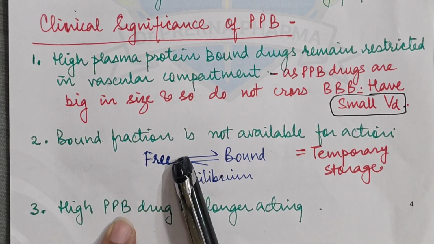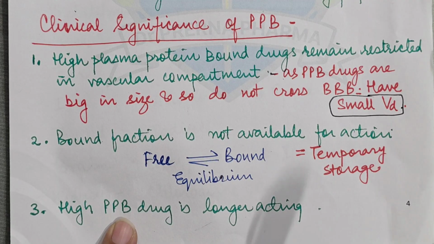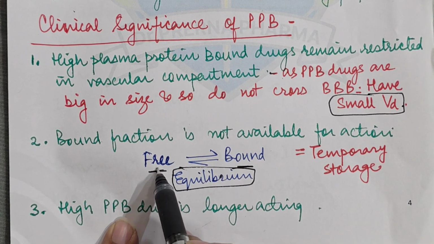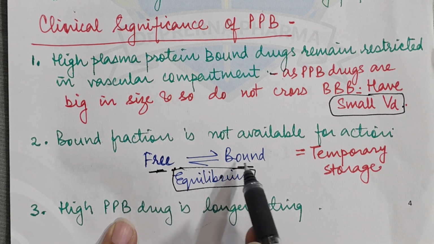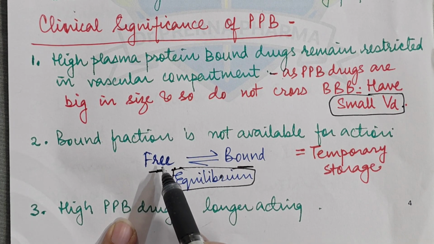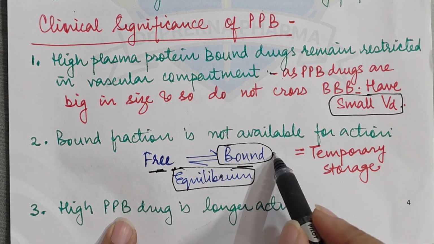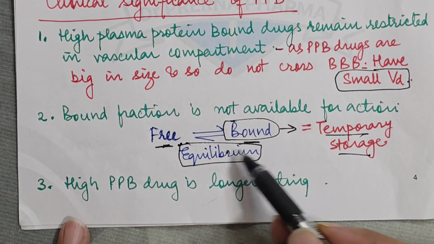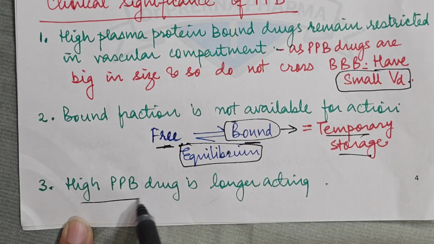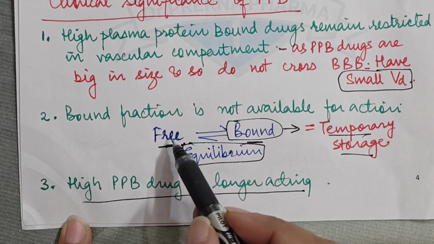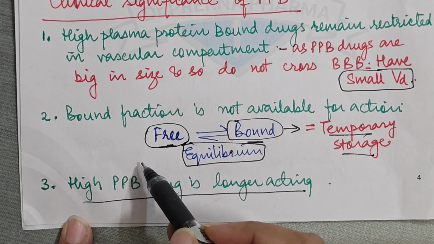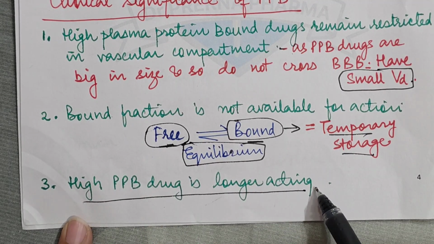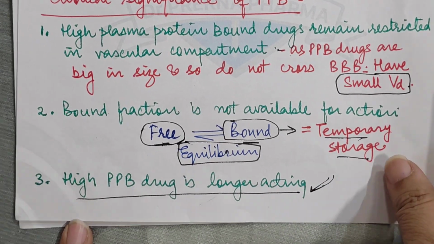Then the bound fraction is not available for action. What happens is the free component and the bound component remain in an equilibrium. As soon as the free component starts getting depleted, the bound component will release some drug into the free part. So this bound drug acts as a temporary storage, and because the bound component is released slowly, the drug becomes longer acting. All the drug is not available as the free component. So free is less, and when it is depleted, the bound drug releases a little, and as a result the drug becomes longer acting, right?